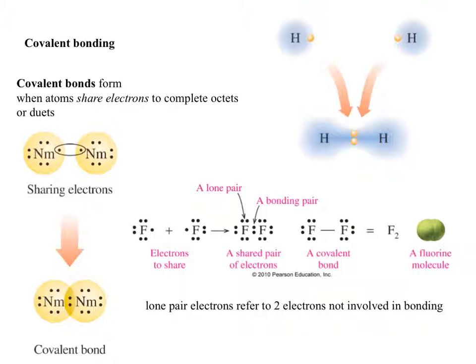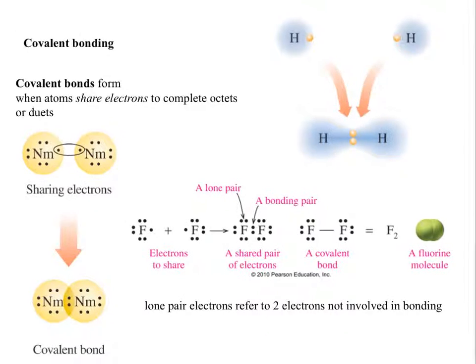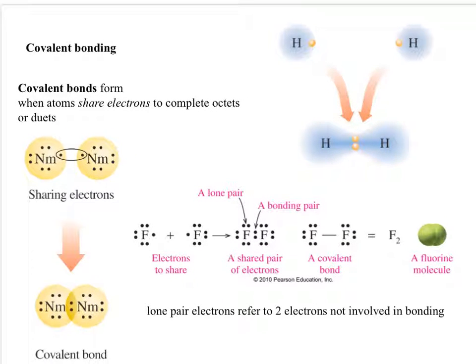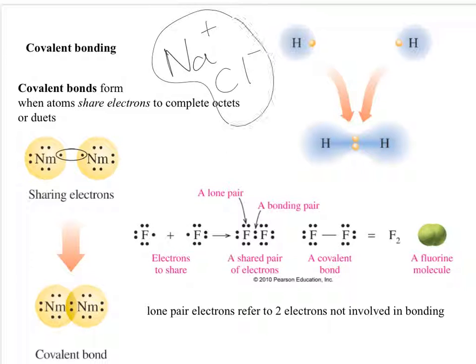Ionic is a complete transfer of electrons, for instance, between a sodium atom. Once it loses an electron, it becomes a cation, and it transfers that electron to a chlorine atom, which, once it gains the electron, is a chloride ion, and they form an ionic bond, a very strong attraction between the positive cation and the negative anion. And that's our ionic, a complete transfer of one or more electrons.